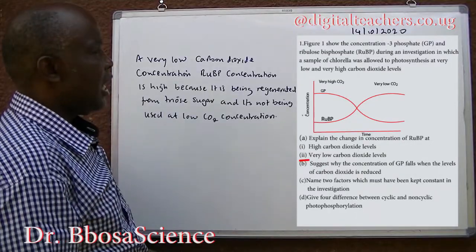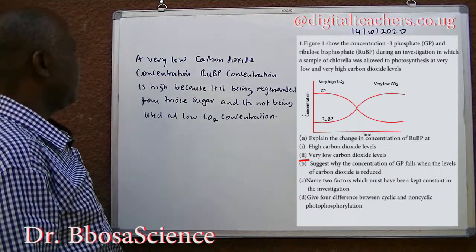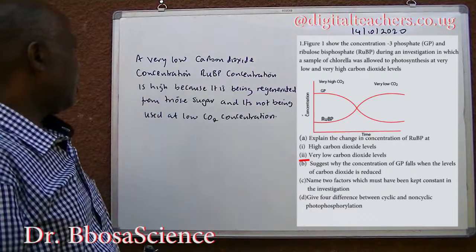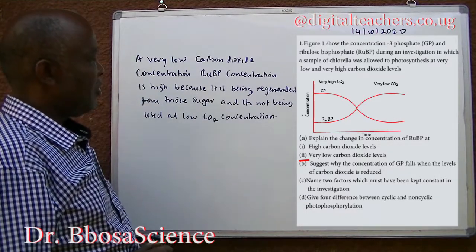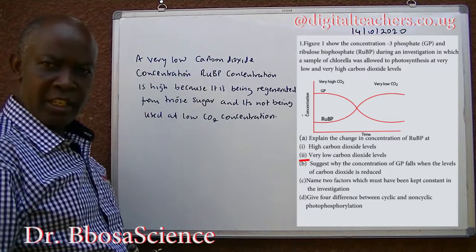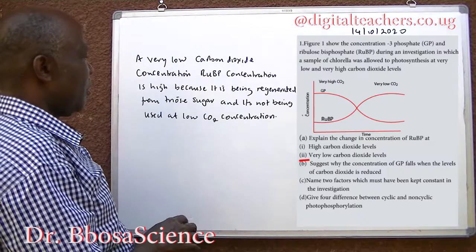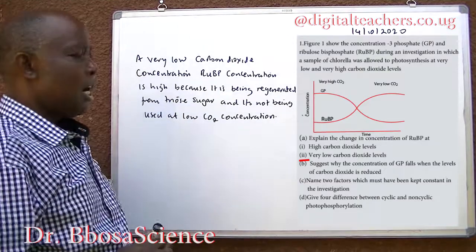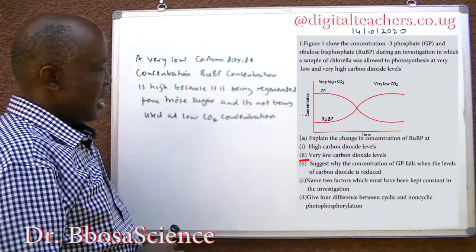2. At very low carbon dioxide concentration, ribulose biphosphate concentration is high because it is being regenerated from the triose sugar and is not being used to combine with carbon dioxide.